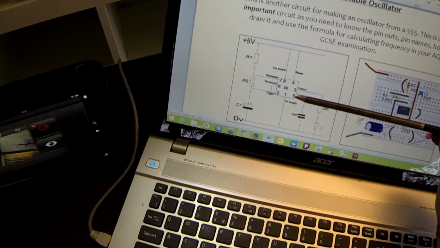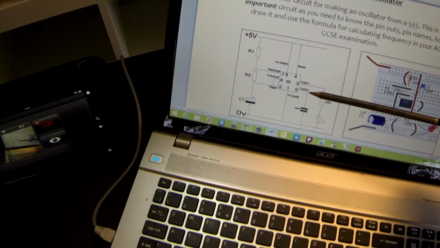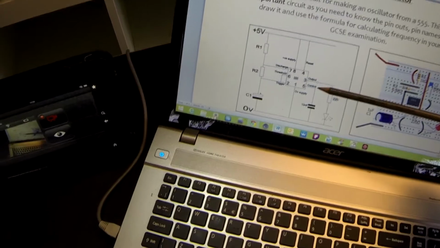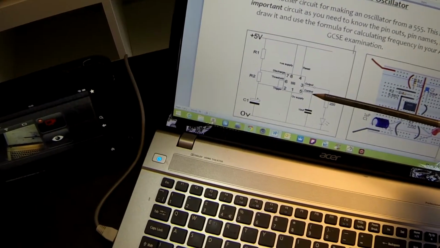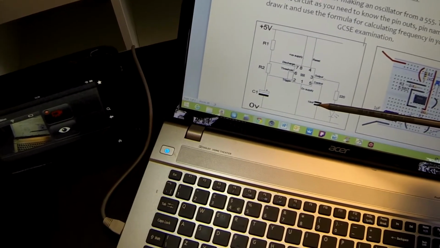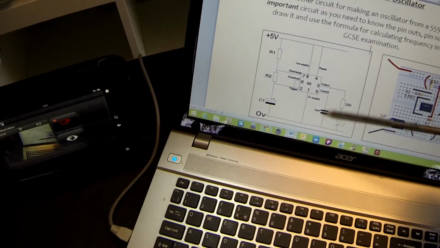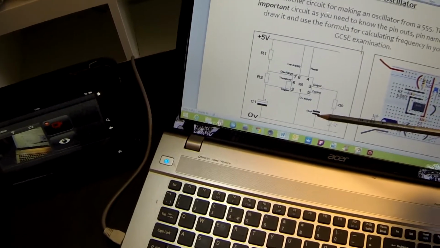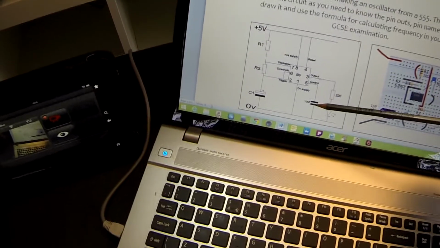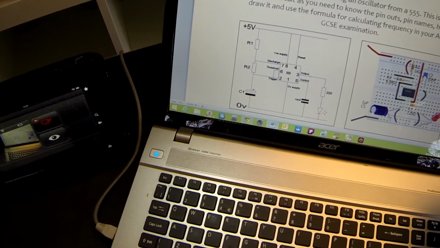And pin 5, well, most of the time it probably wouldn't matter if it was connected or not. It's our control pin. It's a voltage controlled oscillator pin, and we usually connect it to 0 volts via a 10 nanofarad capacitor. The value is not hugely critical, and in fact, generally we can get away without connecting it at all. But because it's part of the circuit diagram that the AQA course requires, I've put it in here for now.